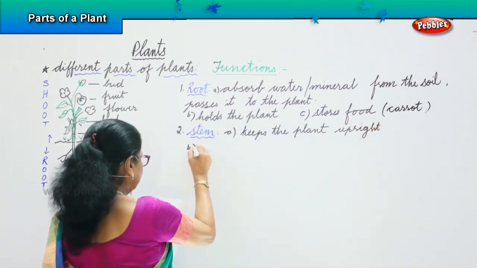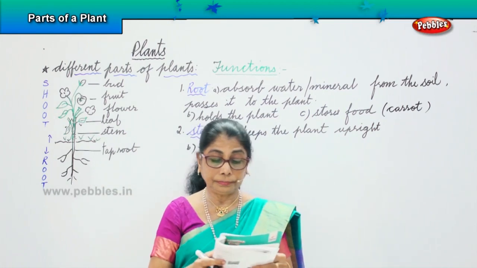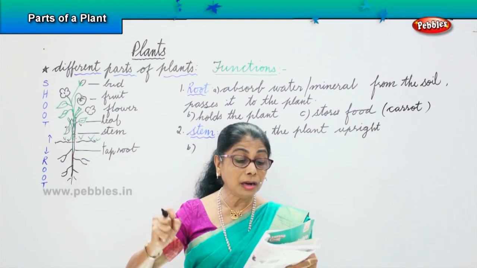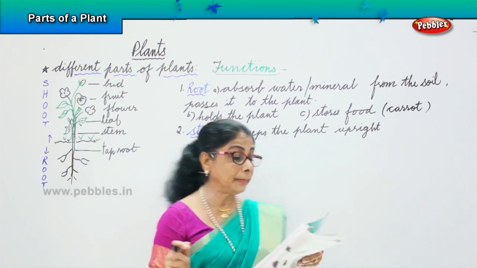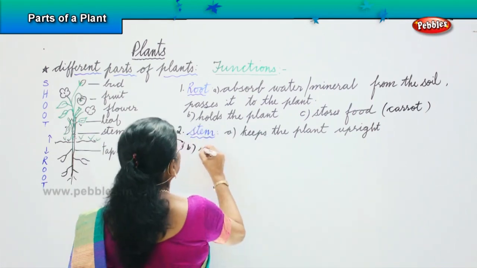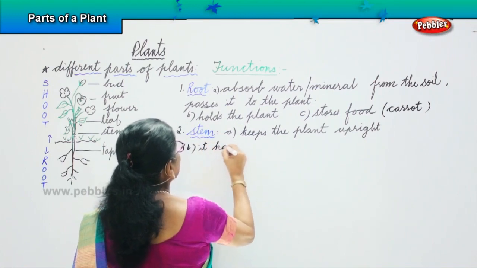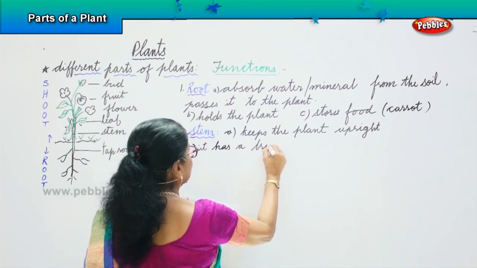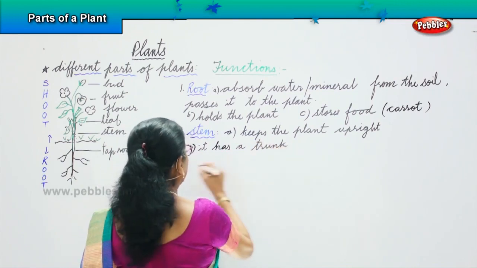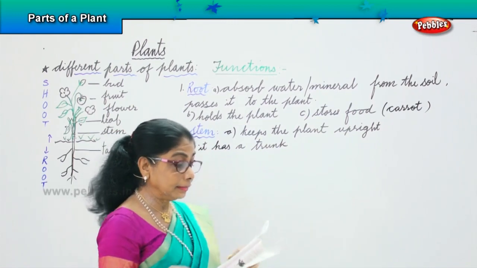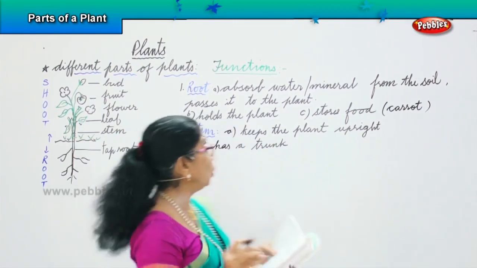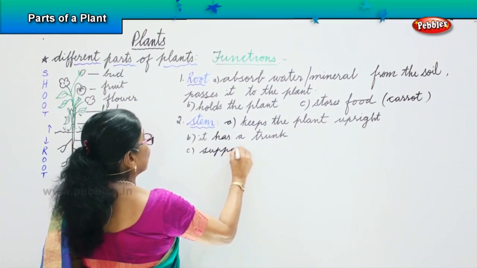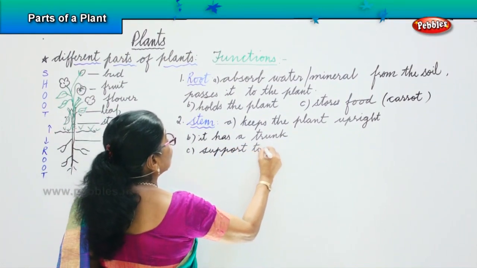Next, the thick, hard, strong part of the stem is called the trunk. Next, it has a trunk. Big, fat and thick. Next, it provides support to the plant.